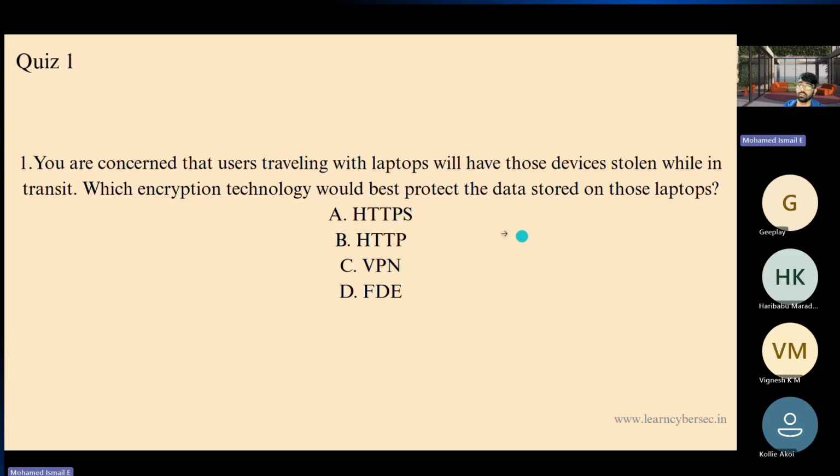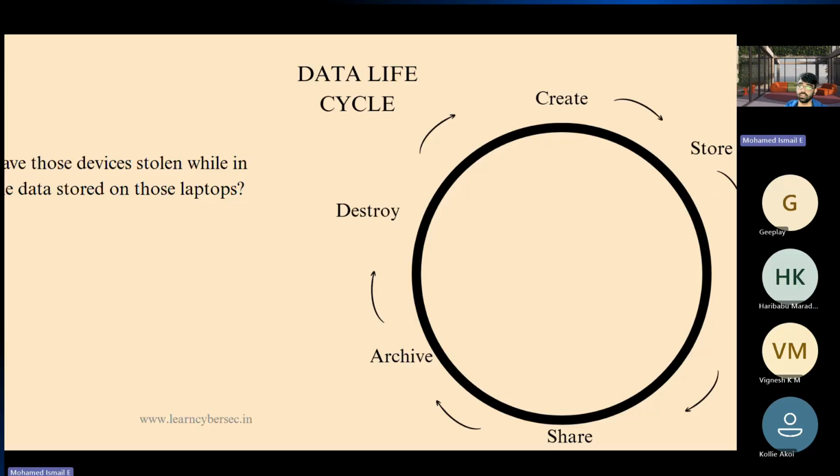Yeah, all right. So HTTPS is suitable for data in transit. HTTP is not an encryption protocol. VPN is a network end-to-end protection protocol. FDE is full disk encryption, used in laptops when data is being stored. So FDE is the answer, option D.